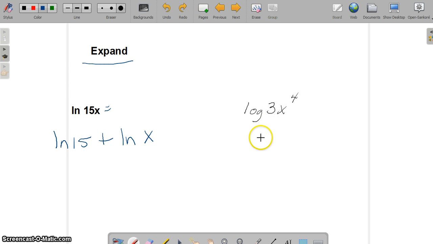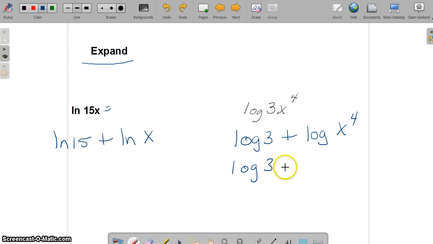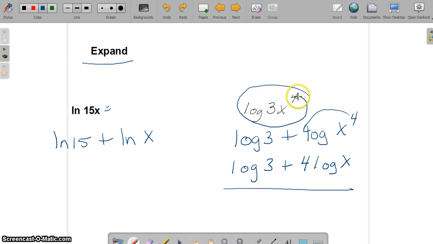Okay, same thing here. We're going to expand this. This may take a couple steps. This is the same as log of 3 plus the log of x to the 4th. Okay? But I'm not done because I can still deal with this exponent right here. So log of 3 plus, now this guy can come in front because of that 3rd property. So this would be log of 3 plus 4 times log of x. And this would be this expanded.